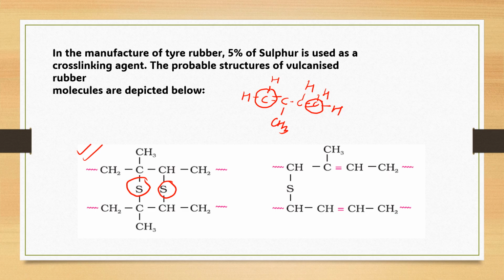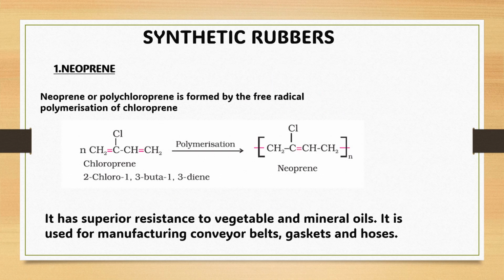Second, the first carbon of the isoprene unit is connecting with the first carbon of another isoprene unit with a sulfur linkage. So this is known as vulcanization of rubber. Now next we have to discuss the synthetic rubbers. So what are synthetic rubbers? When we change some properties of the monomer of natural rubber, we get synthetic rubbers.